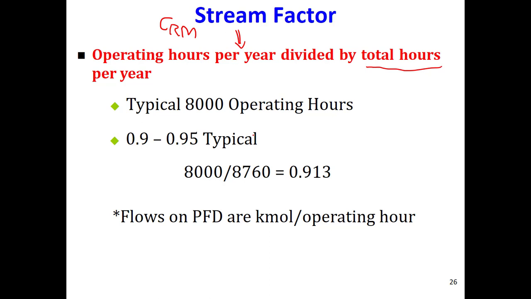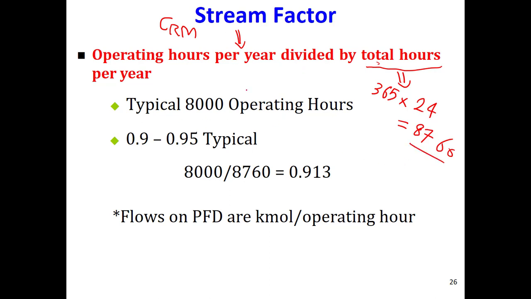365 times 24. So the total hours in a year: how many hours do we have in a year? We have 365 days in a year, times 24. Just give me one second because I need to double check this calculation. 365 times 24. Yeah, so the total hours that we have in a year is 8760. This is the total hours that we have a year.